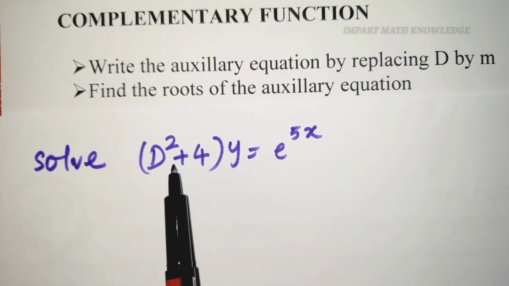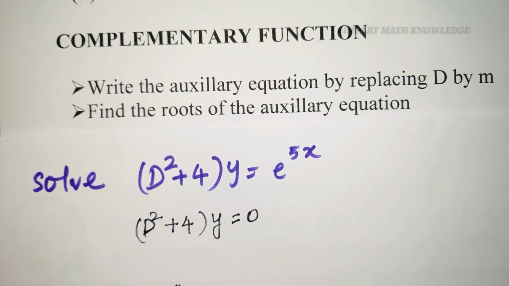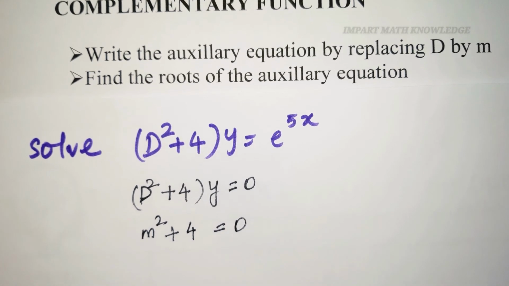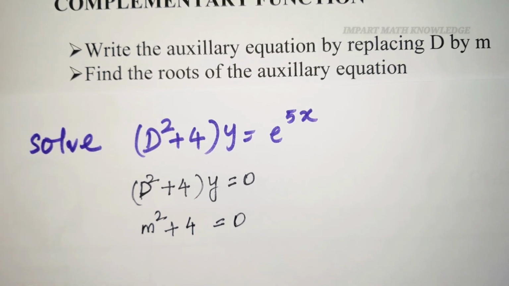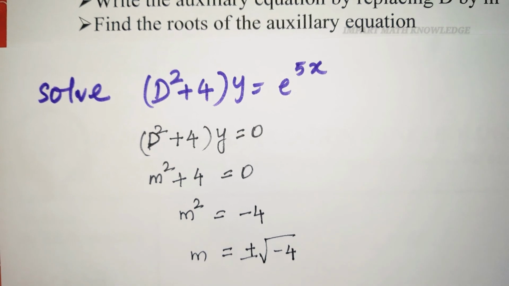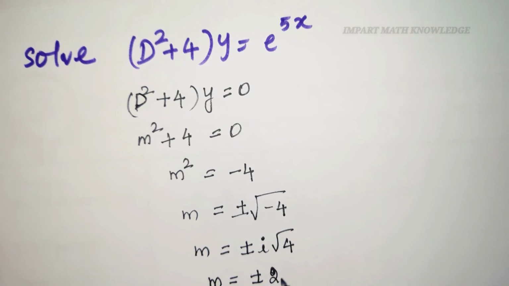Next problem, (D² plus 4) y equals e^(5x). First step, LHS is equal to 0. So (D² plus 4) y equals 0. Then we have to write the auxiliary equation. m² plus 4 equals 0. You can easily find the roots of this equation. m² equals minus 4. So m equals plus or minus root of minus 4. So m equals plus or minus 2i.